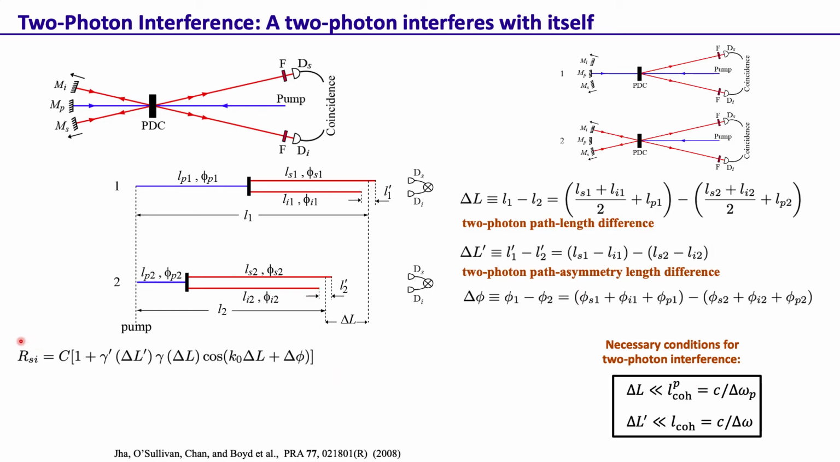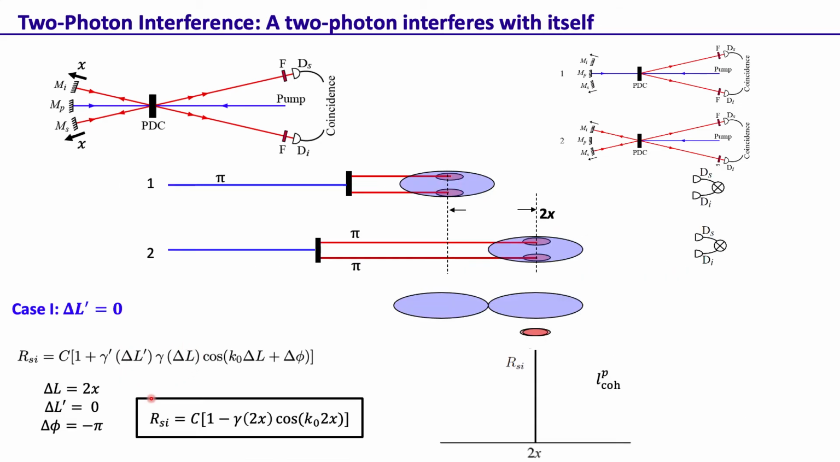So now we want to have a coherence packet kind of a representation for these interference that we see in this coincidence count rate. So first we will look at the effect just due to delta L, and then the effect just due to delta L prime. So again, we will use this experimental setup itself, and in this experimental setup we will change these mirror positions such that delta L prime remains 0.